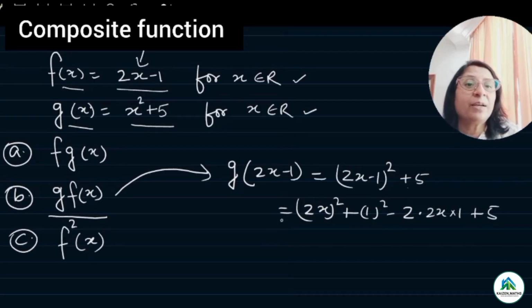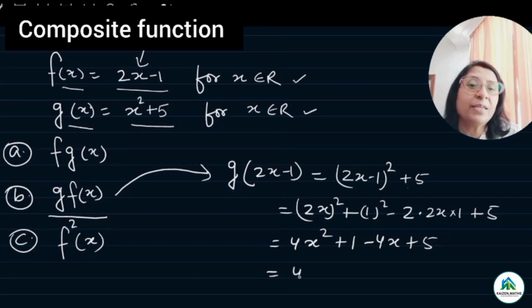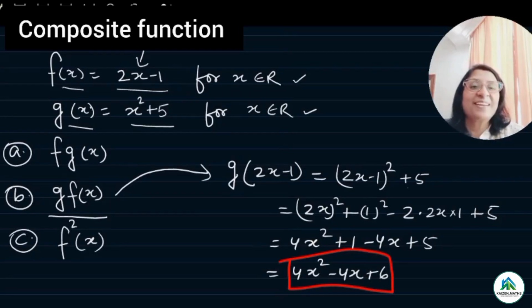We have already. Okay. Now x square, that is 4x square plus 1, and this is minus 4x. Okay, and plus 5. So what is our final answer? Our final answer is 4x square minus 4x, and 5 plus 1 is 6. So this is our final answer. Isn't it easier?